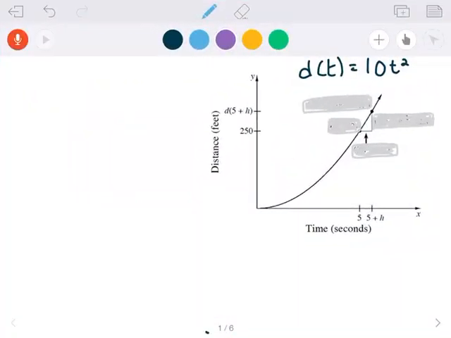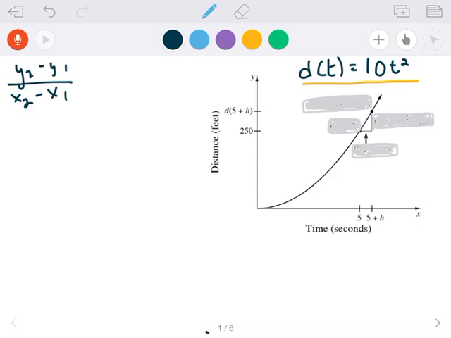Okay, we're working on problem 95, and our goal is to rewrite this expression, d of t equals 10t squared, using the slope of 5 and 5 plus h. Our slope formula, as we know, is y2 minus y1 over x2 minus x1.